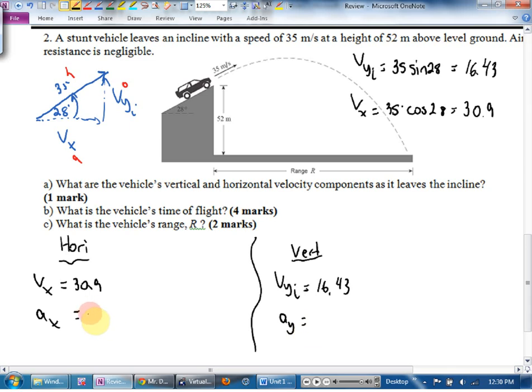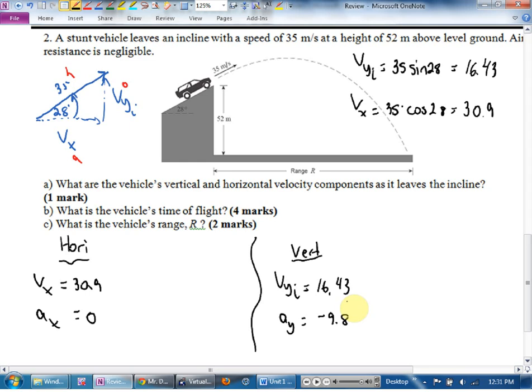Now, if I read this question, somewhere they gave me a distance. They either gave me the range. Well, actually, no, it looks like they're asking me to find the range, so I doubt they gave it to me. Or they gave me a vertical distance, the height of my jump. What is the vertical distance? 52. So what's my vertical displacement?